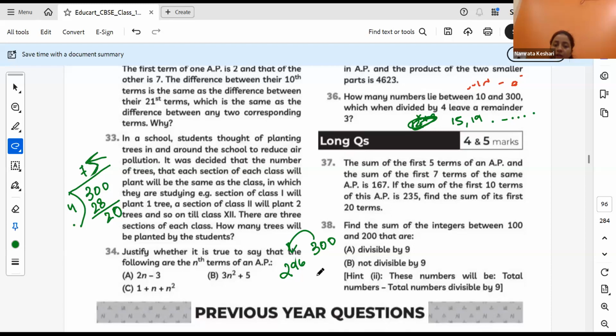Yes, ma'am. Okay, and we are thinking 3 more. So 296 plus 3 is 299. Getting it? We got to know everything. Now you'll be able to find how many terms are there, right? Yes, ma'am. Okay, let's do the next question.